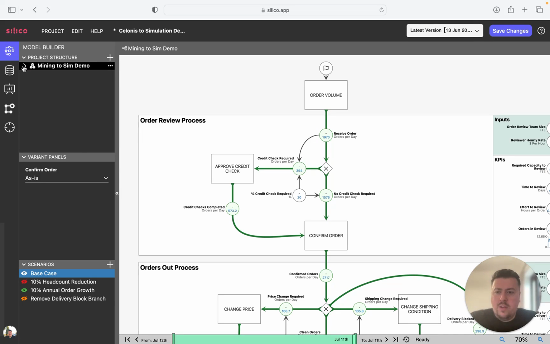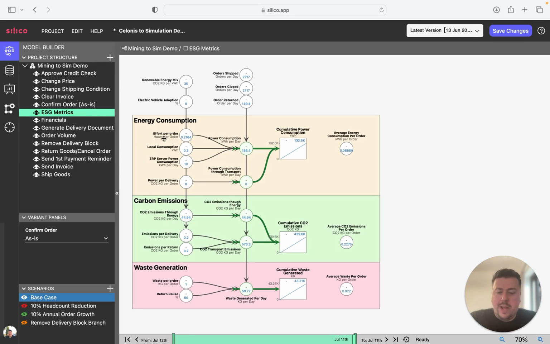We're now going to take a look at some of the ESG metrics that we created for this simulation. As you can see, actions such as transport return rates or waste generation due to returned items can be accounted for and simulated over any period of time, allowing this organisation to see where the biggest ESG challenges lie and taking corrective actions to improve their position.